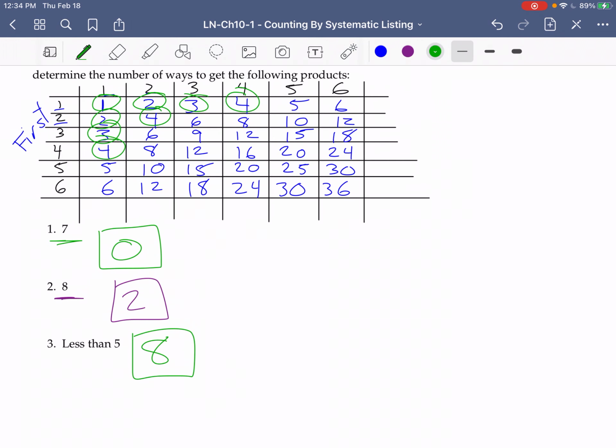In our next sections, we will start looking at ways that we can count a little bit more efficiently. All right, we will see you later.